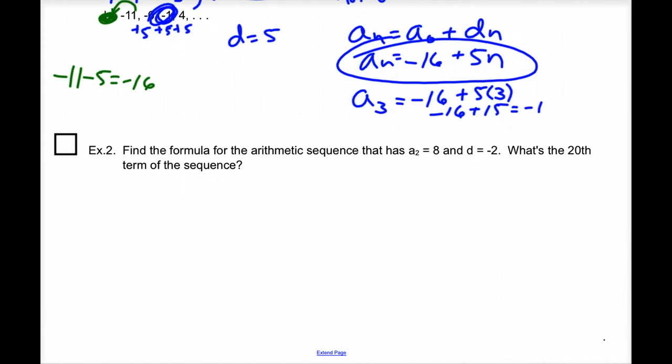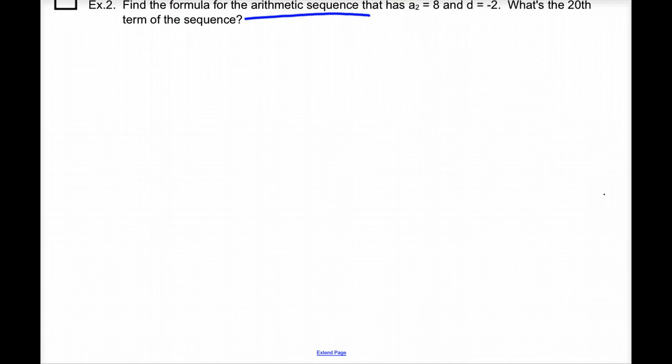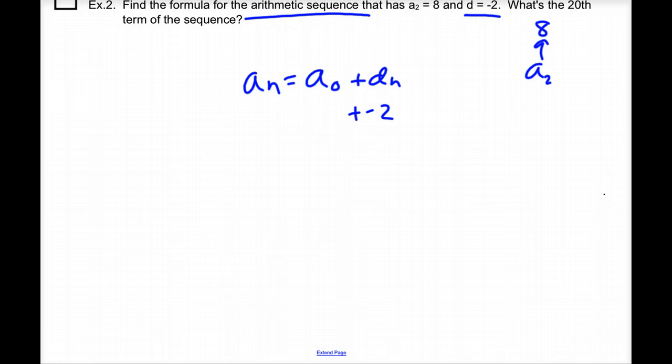Next one you're told is arithmetic. So since you're told it's arithmetic, you can go ahead and just say, I'm going to use A sub n equals A0 plus dn. And I'll plug in what I know. Well, I know that d is negative 2, but I don't know A0 on this one. Now you might be thinking, well, I could just find A0, I could work backwards, because you could be saying A2 is 8, and A1 then would be 2 the other way, so this would be 6 because D is negative 2.